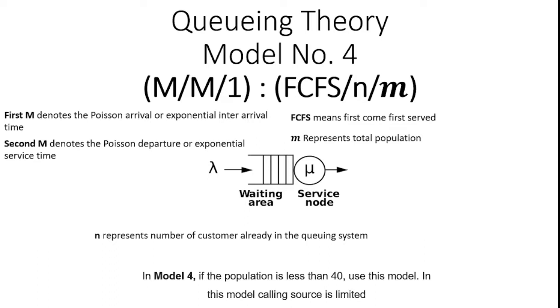Here different models are available. Why do we need model number 4? In model number 4, the population size is less than 40. We can utilize this model for solving the problem. There may be n number of population sizes available, but in our model number 4, we can solve the problem with a population of less than 40. In this model, calling sources are limited, which is the condition under which we can utilize model number 4 for queuing theory problems.